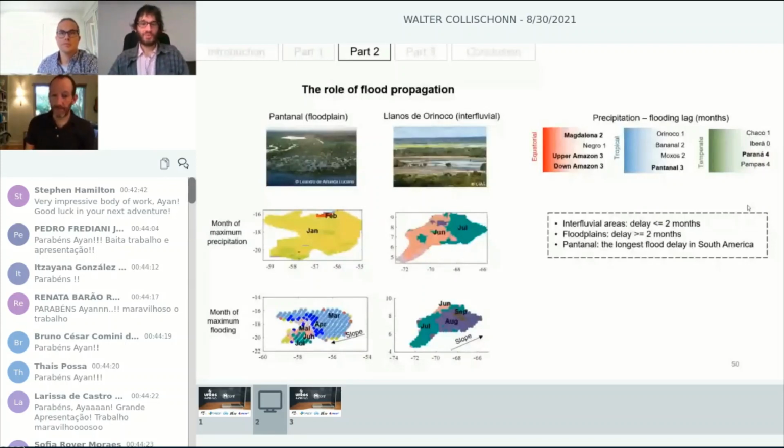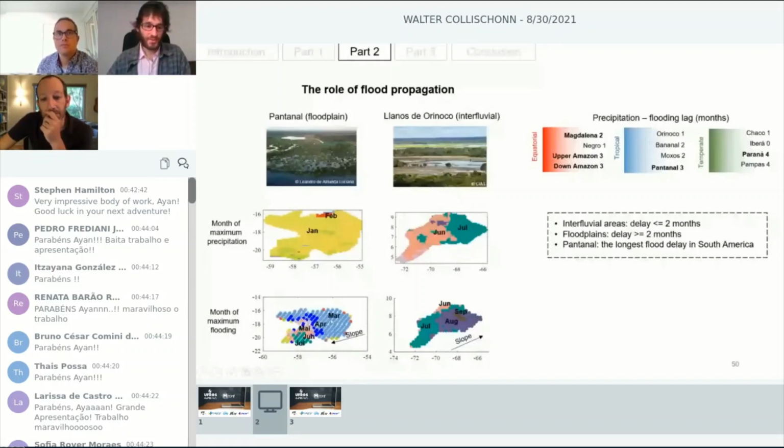And one important thing to understand here is how flood propagates along these wetlands. And recall that from the Negro River Basin analysis, we had these categories of floodplain and interfluvial wetlands. So if you look at the Pantanal, the main Pantanal area is mainly a floodplain area, and the Llanos del Orinoco is a main interfluvial area with less connected savannas to the main river. So if we plot here in this map of the Pantanal the month of maximum precipitation for each pixel, we see that in most of the region the precipitation peaks in January. And the Orinoco is in June and July, right?